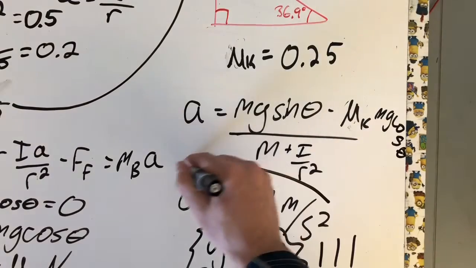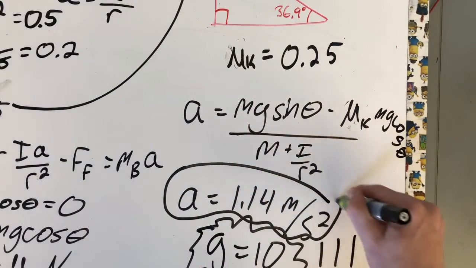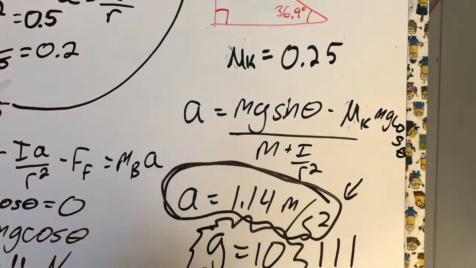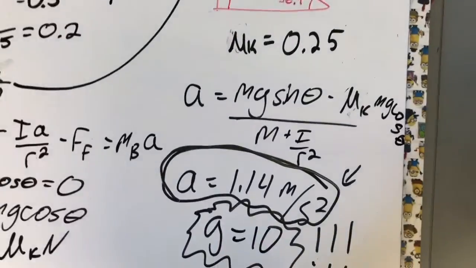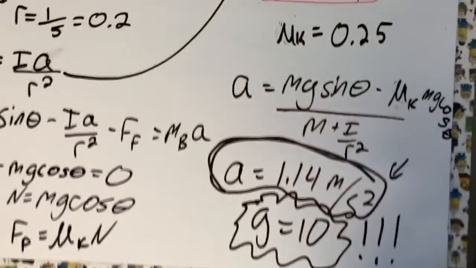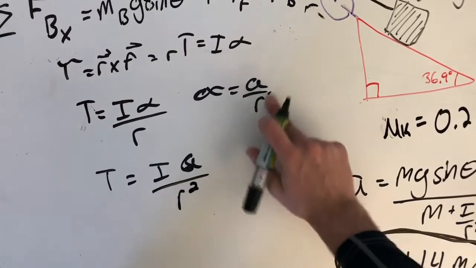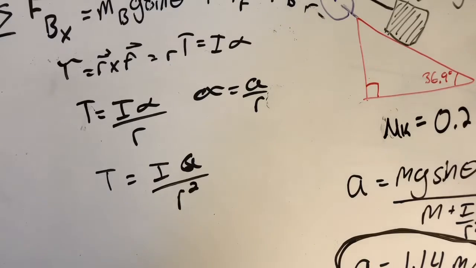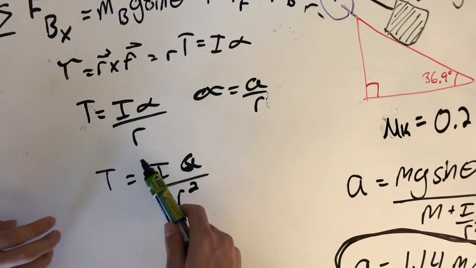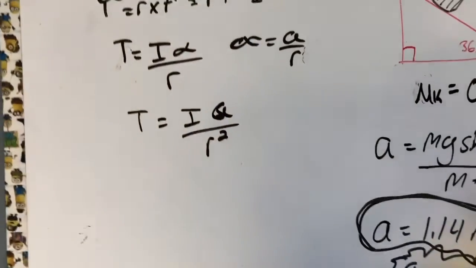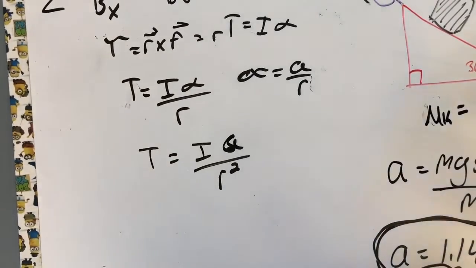Now on to B. B is pretty easy. Since we have A, and B is just asking for tension, we just gotta plug A into either of those equations. I jumped the gun on the r squared. So we're gonna plug that into this equation there, with the acceleration we have over here. And that gets tension equal to 14.3 newtons.